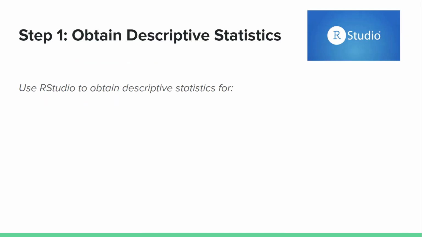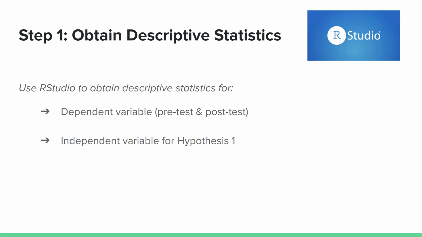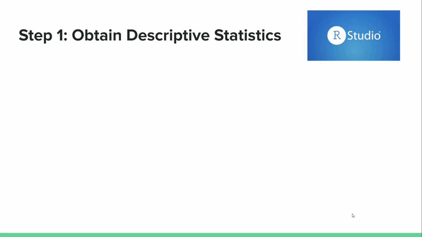And so let's talk a bit about step one. So step one, you will want to use RStudio to obtain descriptive statistics for your dependent variable, and I would recommend getting your descriptive statistics for both the pre-test and the post-test measure for your dependent variable because you will need both later on. And you'd also want to get descriptive statistics for your independent variable that you had chosen for hypothesis 1. And so this is the variable for which you're trying to see the relationship between that variable and your dependent variable for hypothesis 1.